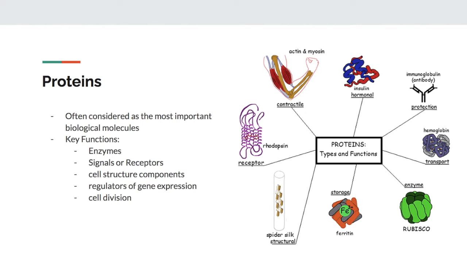Proteins are arguably the most important biological molecules. Proteins have many key functions, including as enzymes, signals or receptors, cell structure components, and regulators of gene expression and cell division. For example, hemoglobin is a protein in red blood cells that allows them to carry oxygen throughout our body. Other examples include actin and myosin, which are proteins that give our muscles the ability to contract, and insulin, which is a protein hormone that regulates our blood sugar levels.